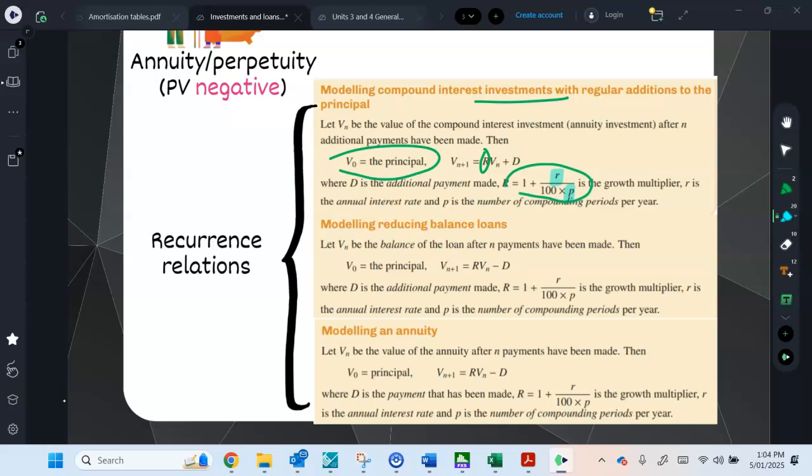So just make sure whenever you write down a formula, so if you do write this again into your book, and instead of just having this page, just make sure you take note that r is your annual interest rate, not the monthly interest rate or anything like that. If you do use the monthly interest rate, then you don't require P. So it's probably just good to be consistent. Keep it as r, and P is your compounding periods per year.